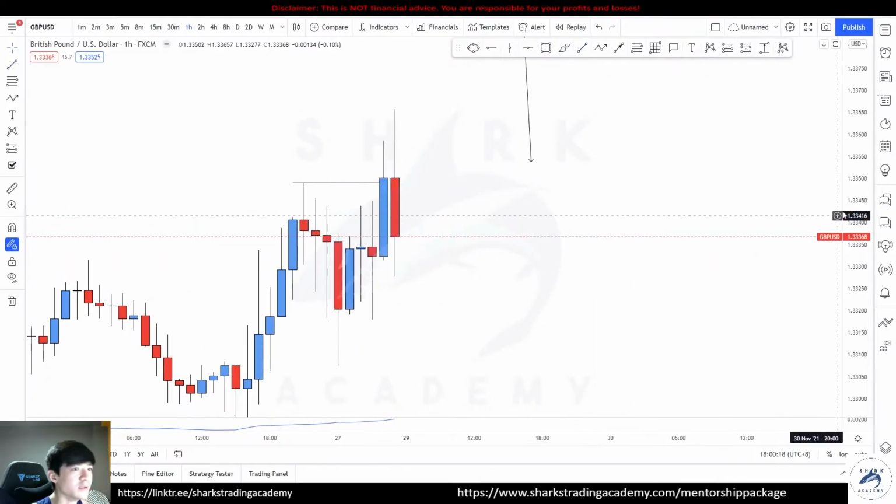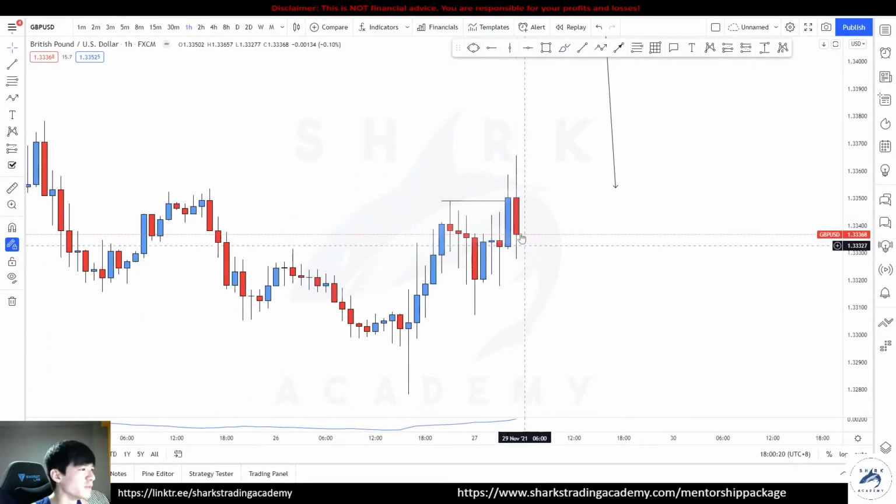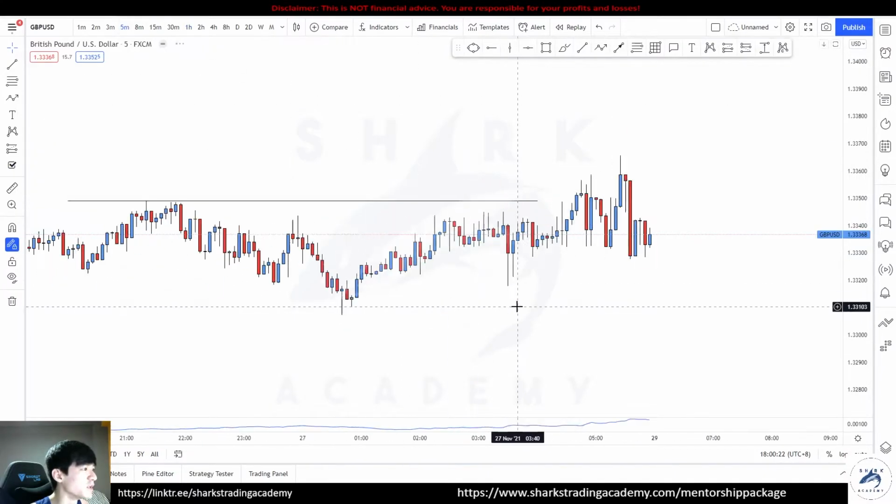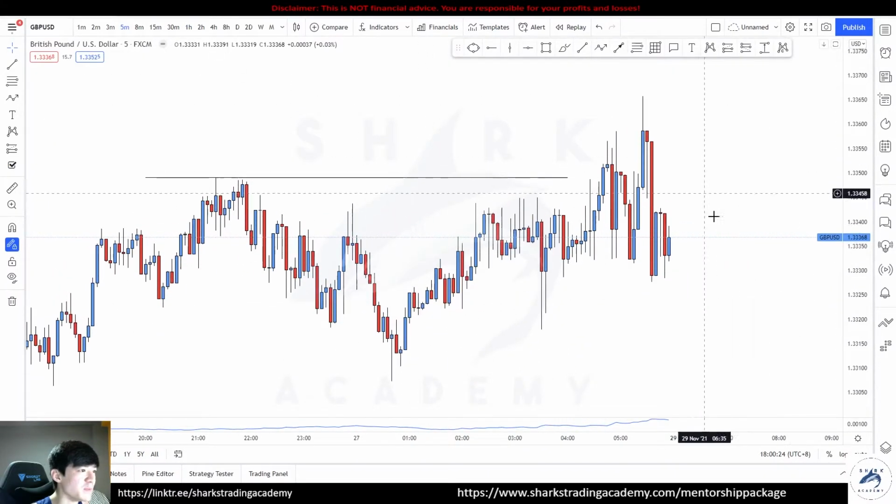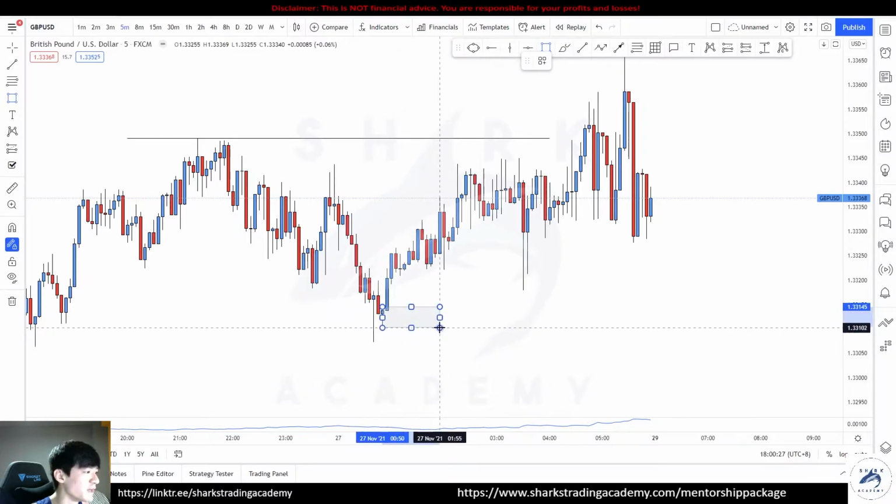And what you're going to see is a lower time frame S&D zone. And I think it may have already got tapped into. Let's go and check it out. On the 5 minutes, you have a demand here. And this is actually valid for buys.